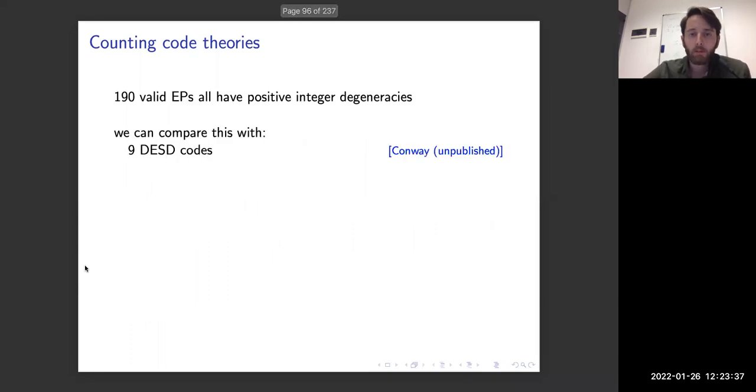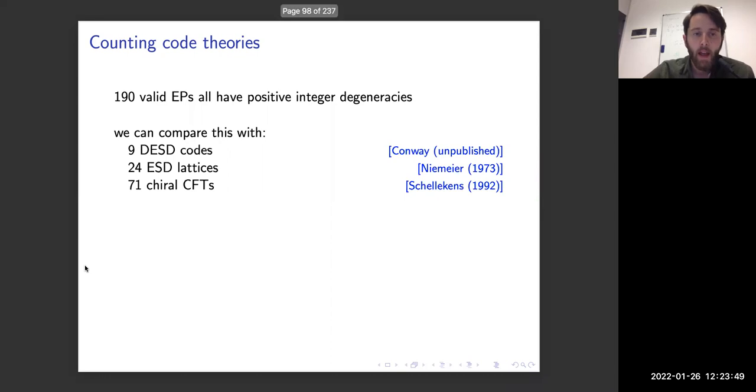But we can compare this because at c equals 24, these things have been usefully classified. There's only 9 doubly even self-dual codes. There's 24 even self-dual lattices. These were classified by Niemeier. And there's 71 chiral CFTs total, according to Schellekens. So the question we want to address here is, what are all these extra partition functions?